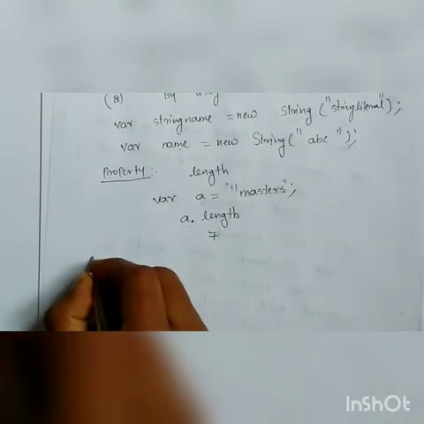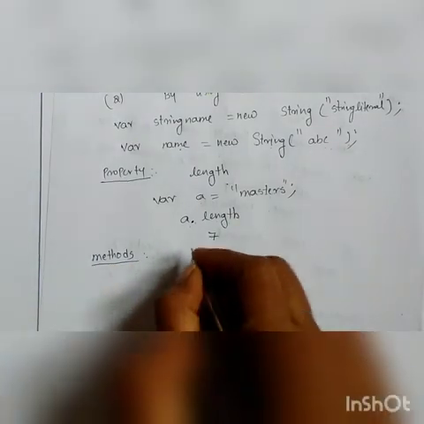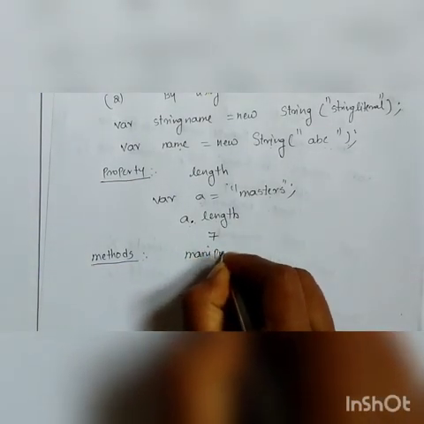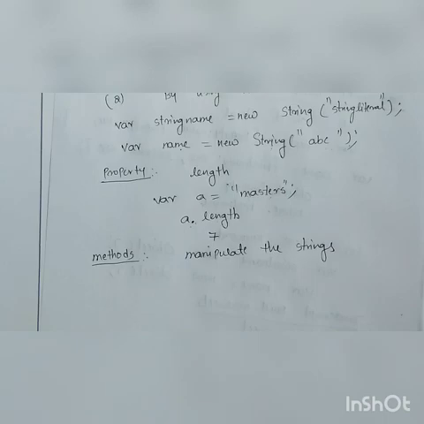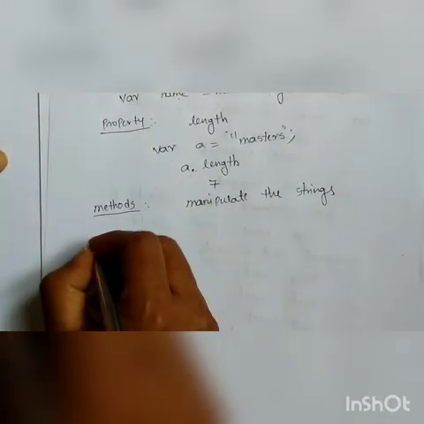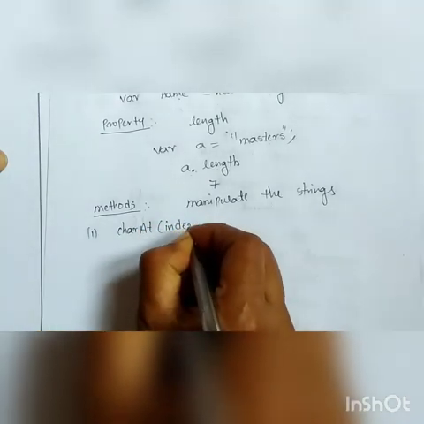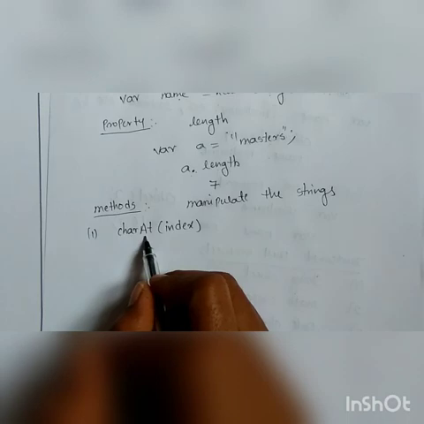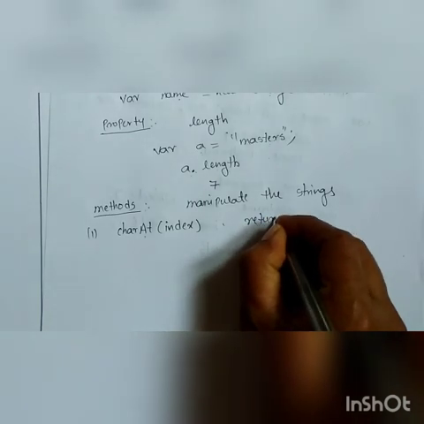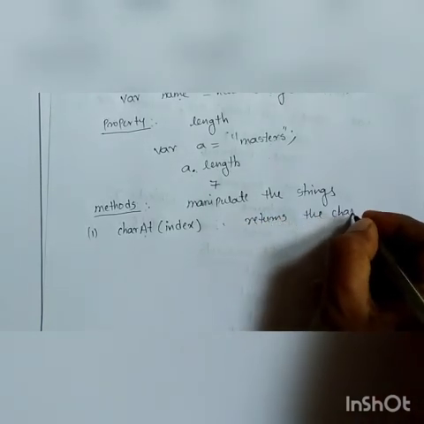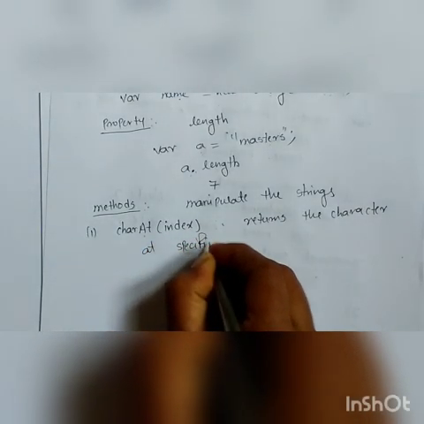Next, what are the string object's methods? These string methods are used to manipulate the string. String manipulation means performing operations on the string. So the first method here is charAt, which takes one argument, the index. What is the charAt function? This function returns the character at a specified index.